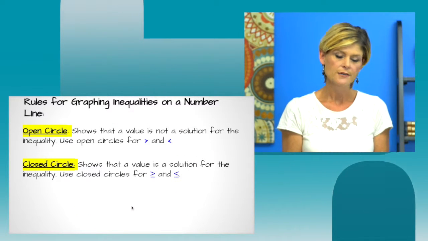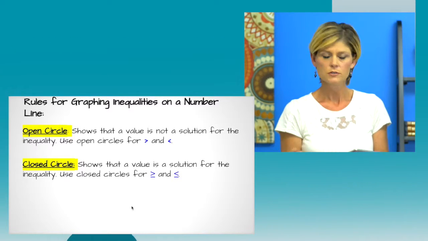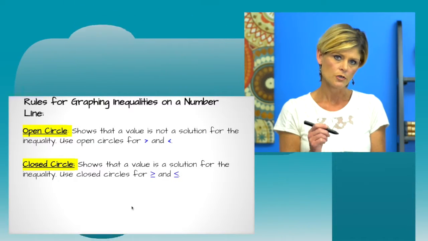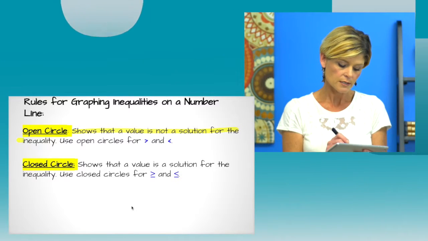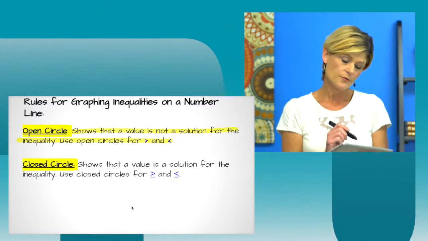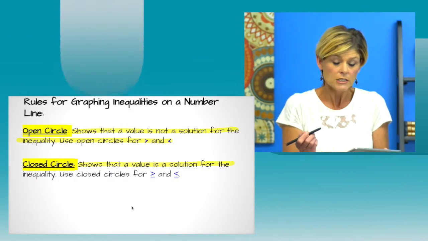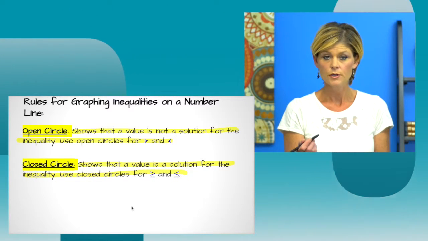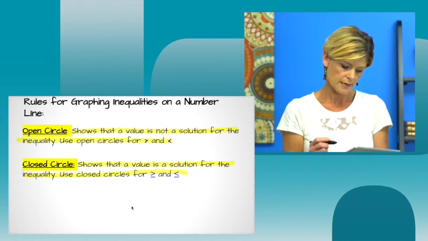Okay, now let's talk about graphing inequalities on a number line. We are going to be using open circles and closed circles, and let's take a look at what the difference is. An open circle, when we're graphing inequalities, shows that a value is not a solution for the inequality, and we use open circles when we're graphing greater than or less than. We use closed circles to show that a value actually is a solution for the inequality, and we use closed circles when we're graphing greater than or equal to, and less than or equal to. I'll show you an example of what I mean by that.